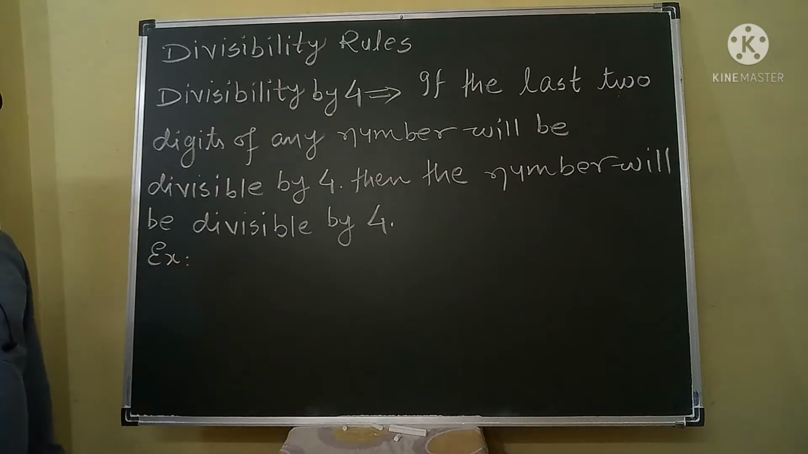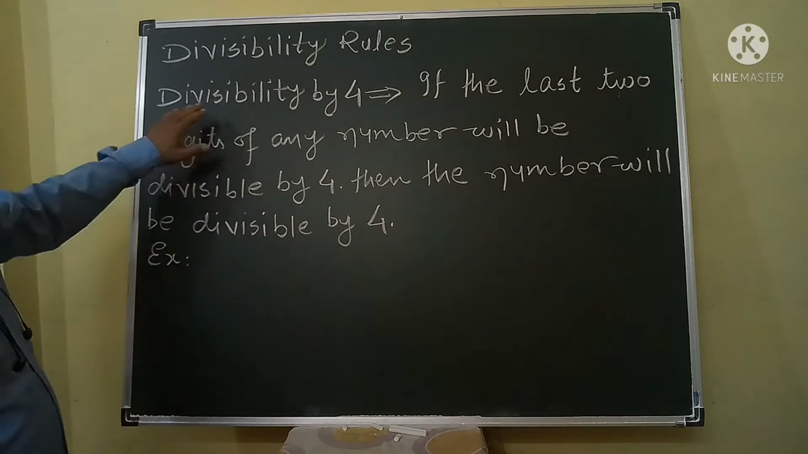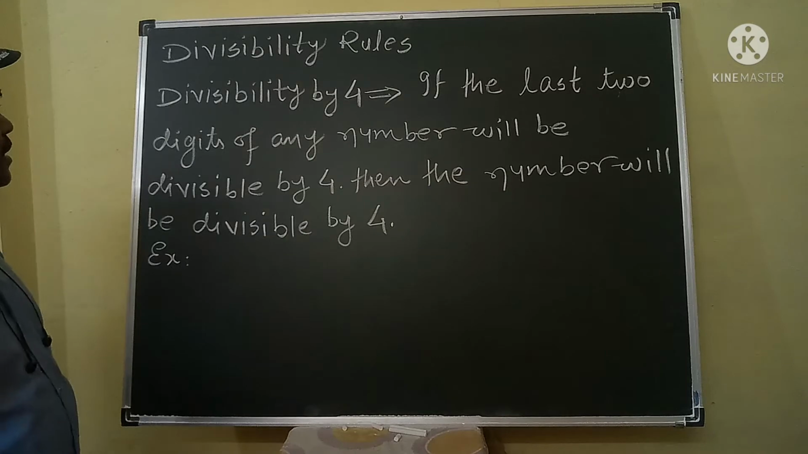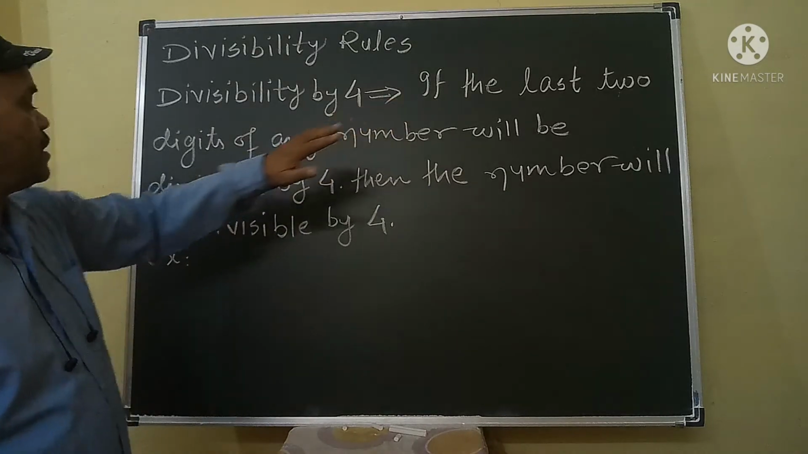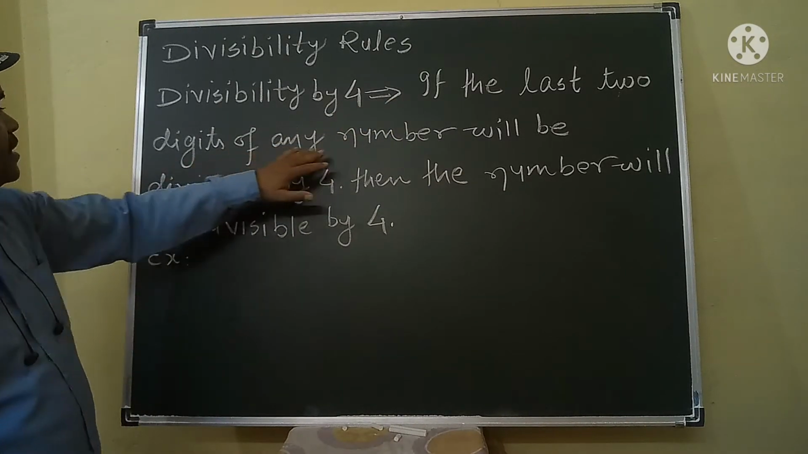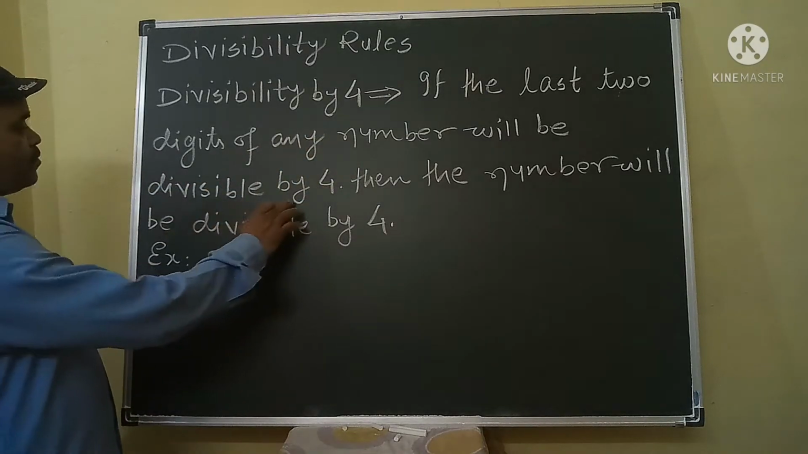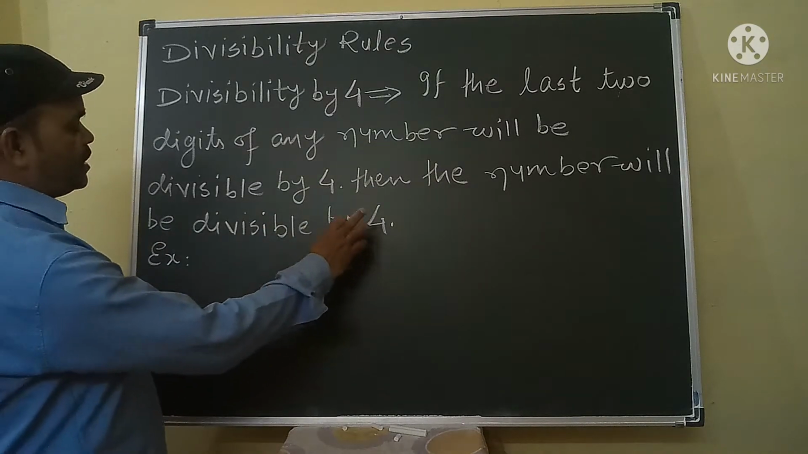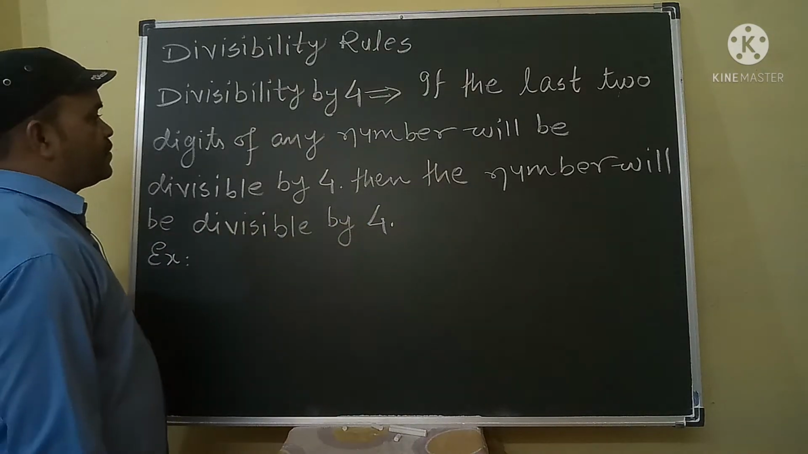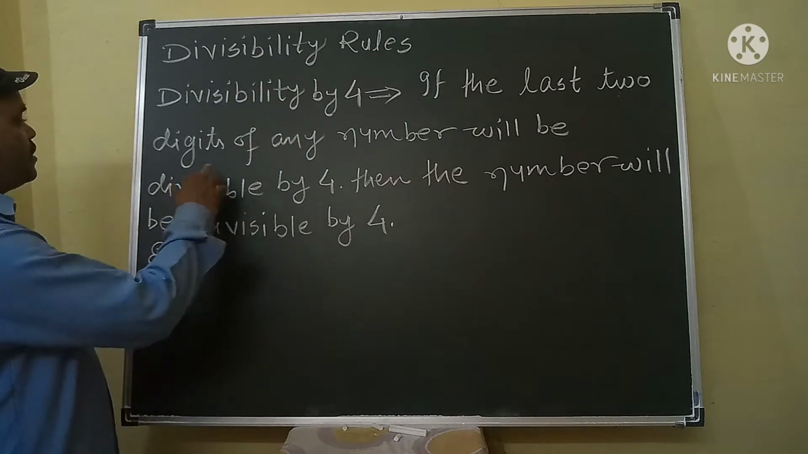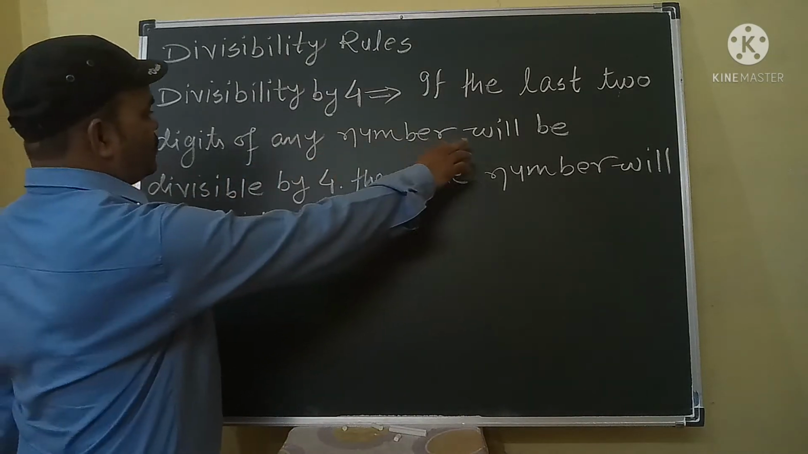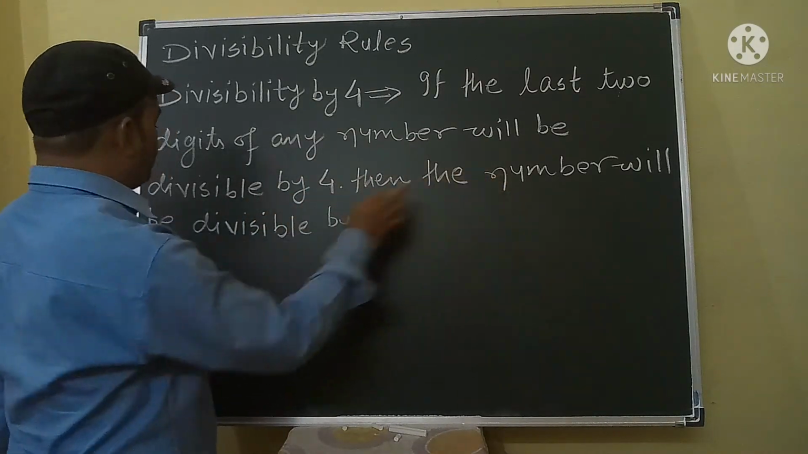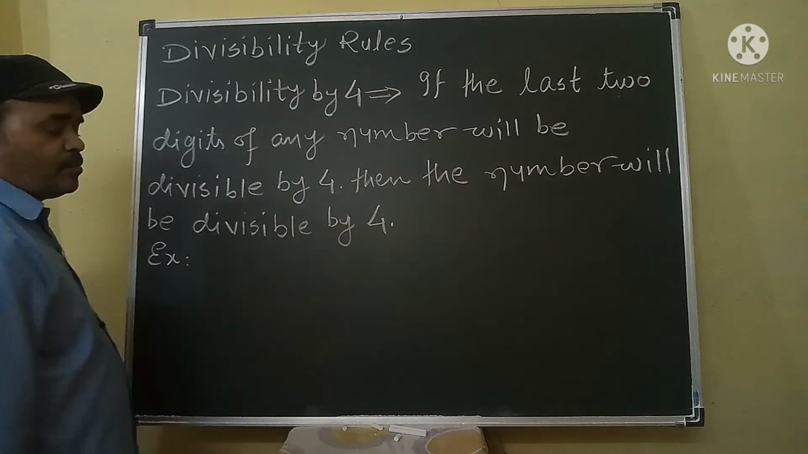Now we will discuss divisibility by 4. The statement is: if the last two digits of any number are divisible by 4, then the number will be divisible by 4.